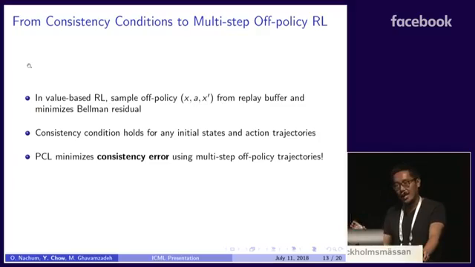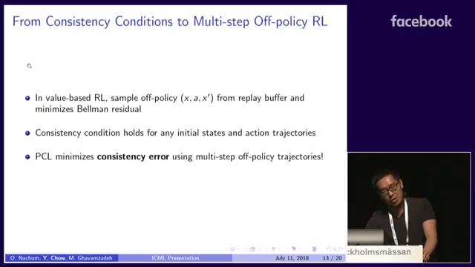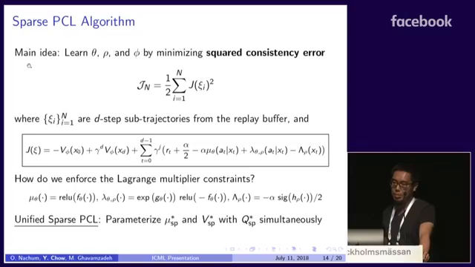While, as you can see before, the multi-step consistency conditions need to hold for any initial state and action trajectories, and they are independent of the policy sampled through this trajectory. Then this basically allows us to design PCL algorithms that minimize consistency error and utilize off-policy trajectories. One example is this sparse PCL algorithm, and as I said, it is basically minimizing the consistency error. We do have a couple of technical details on how to massage the Lagrange multiplier constraints and how to introduce better parameterizations without loss of optimality, but I would defer the technical details to the poster.